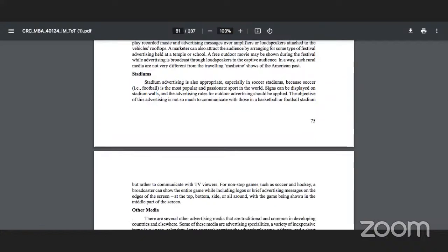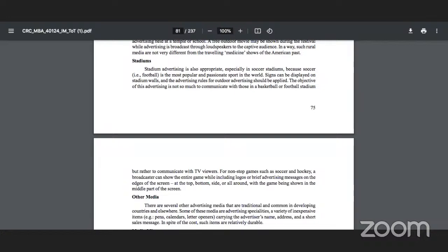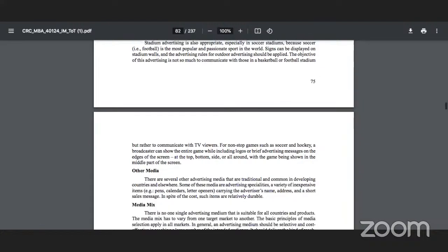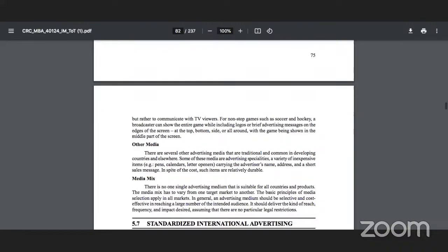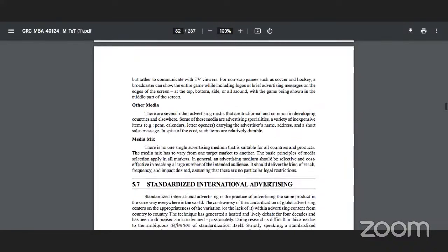The next one is stadiums, where we find that they are not only appropriate, but also have a high viewership. But at the same time, we need to understand that in a stadium, it depends on the kind of matches that are being played. For example, soccer or cricket, or even tennis, is viewed by a lot of people. But there are certain games which do not enjoy the same kind of large viewership. So it depends on who our ultimate users are.